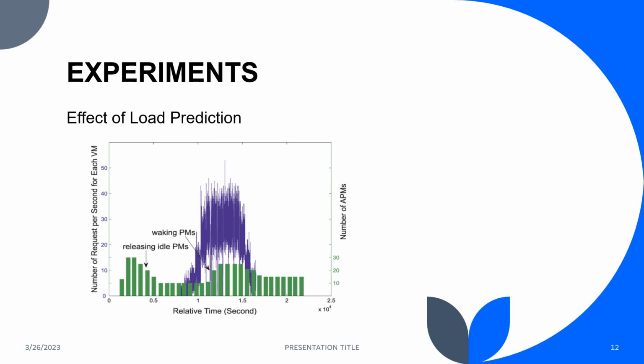That is a momentary period of spike in the number of users, and again there is a dip in the number of users. And you can see that the number of active physical machines also varies when there is a spike in the resource utilization or the number of requests per second.